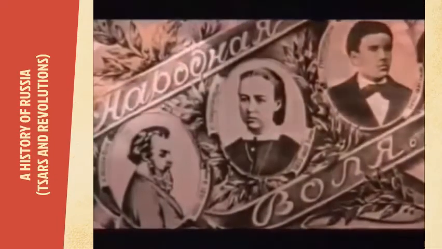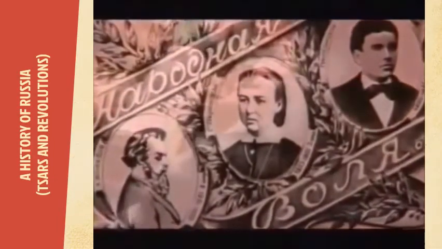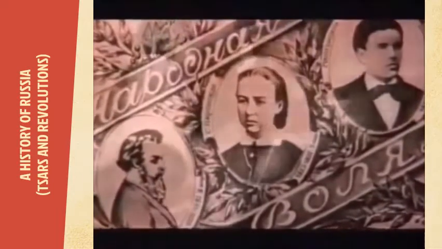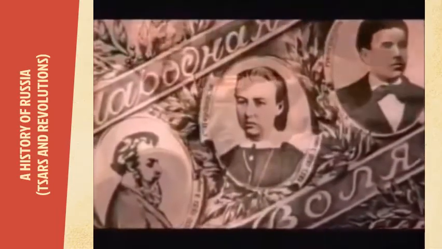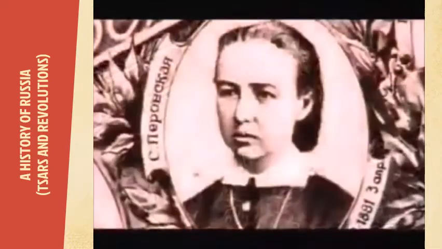Some called for elections and free land. Others called for blood, the blood of the Tsar. They called themselves Narodnaya Volya, the people's will. The tight-knit terrorist ring was led by a woman, Sofia Perovskaya.